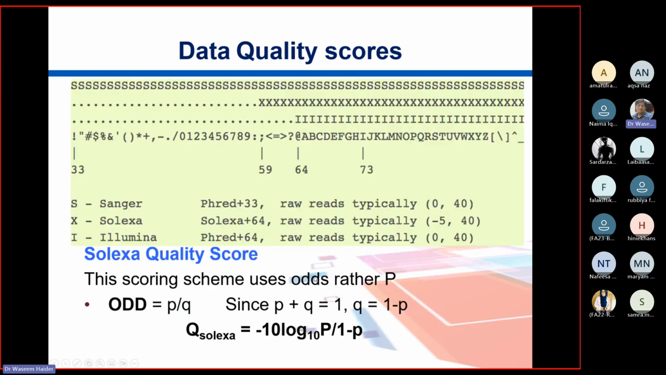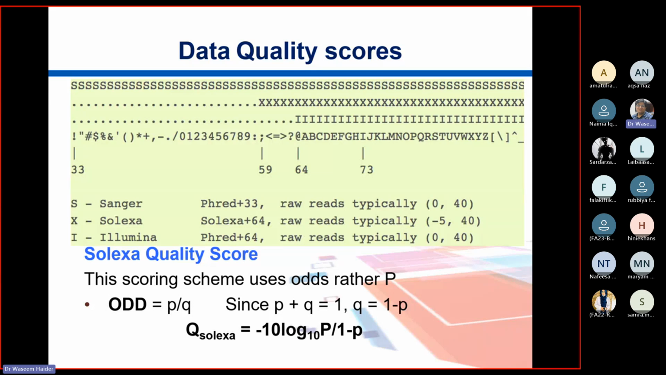Here we covered another formula called the Solexa score. So what happens here is we get the ratio between P and Q, right? Since P plus Q is equal to 1, if Q is equal to some number X, obviously P is 1 minus X, right?